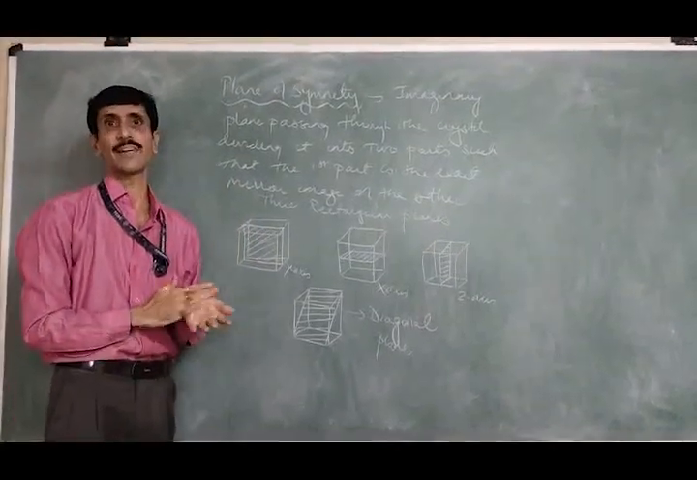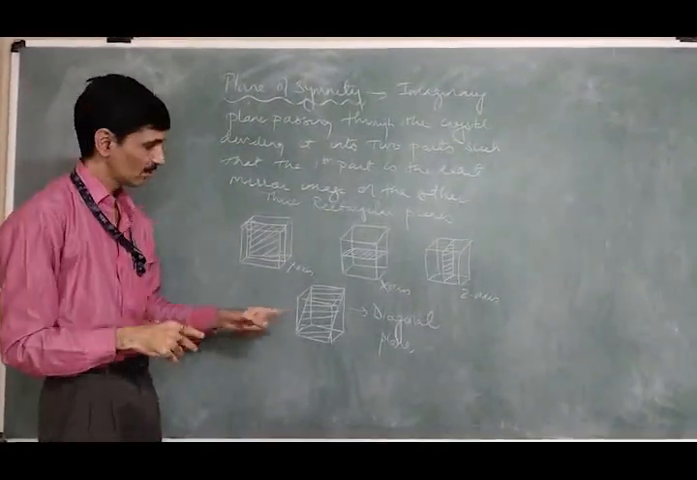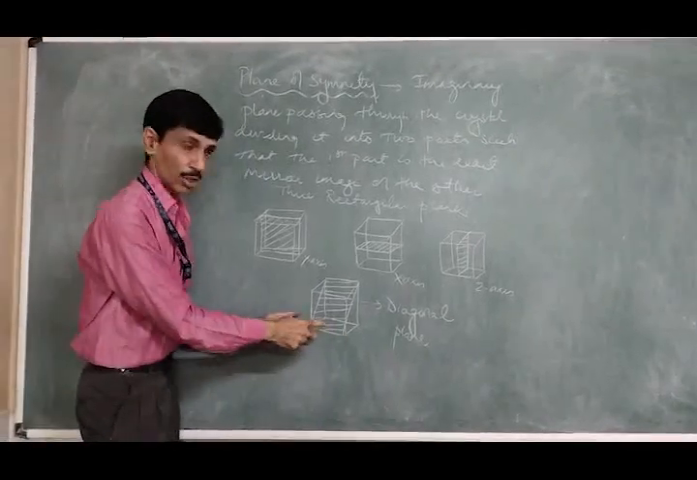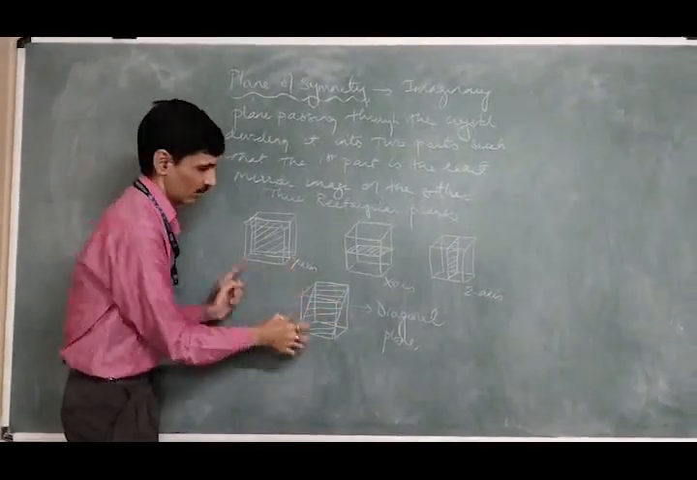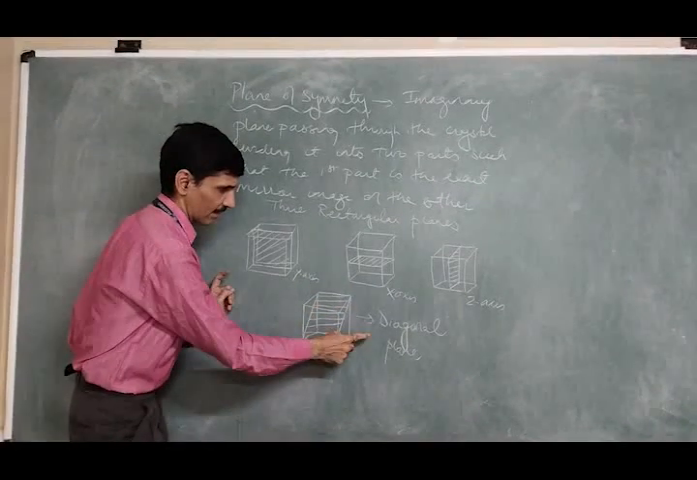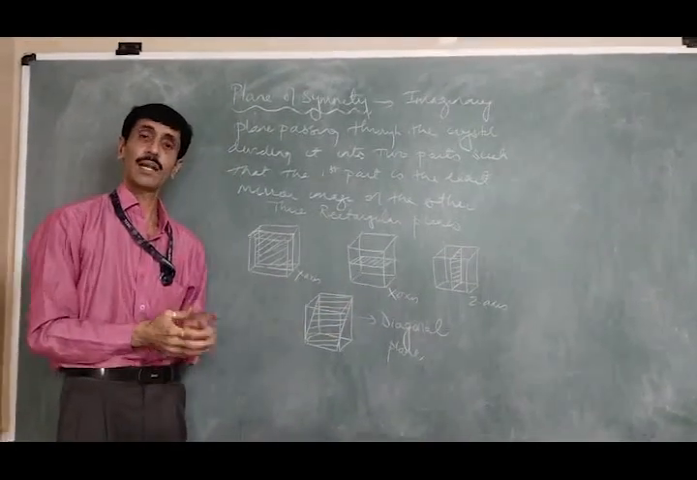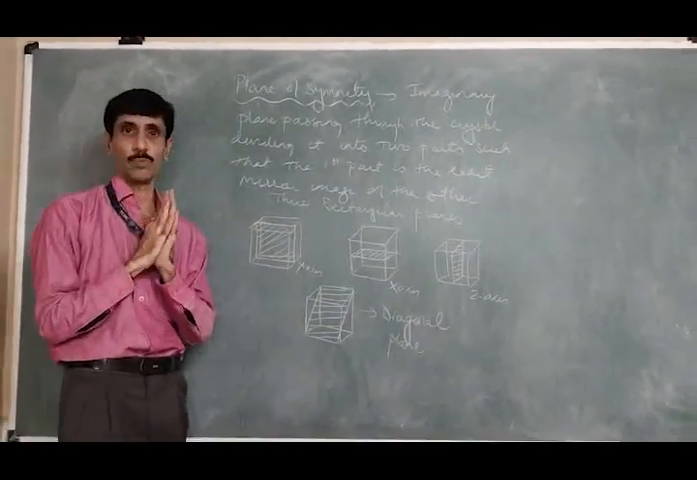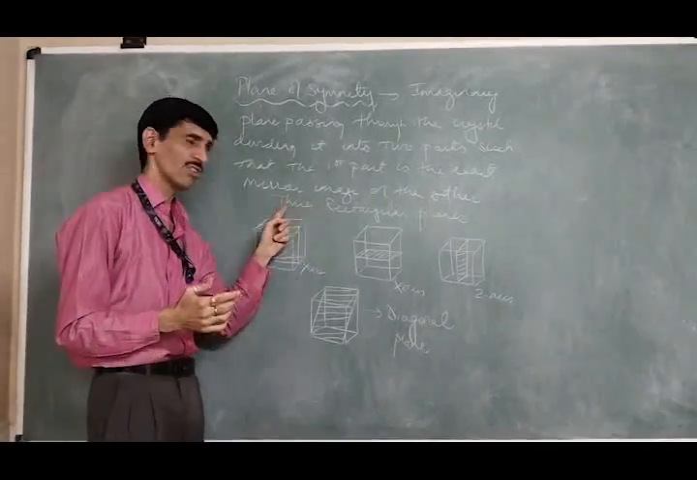Now when we go into a diagonal plane, as I said, there are two types. So this is a diagonal plane. Diagonal means what? Connecting the opposite sides. So this is connecting the opposite sides, and this is called a diagonal plane. Now how many total are going to be there? Rectangular planes, 3.